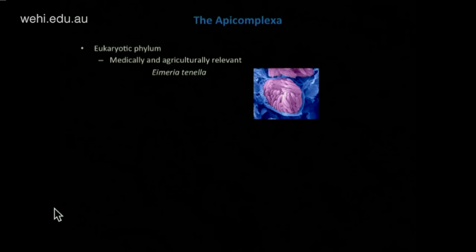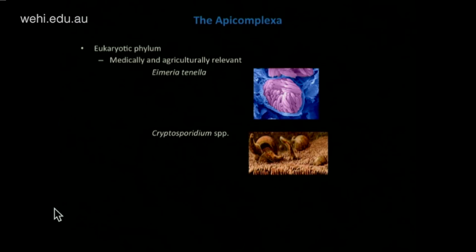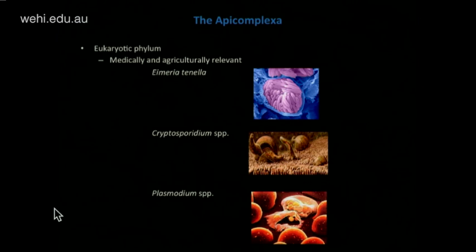So Toxo belongs to the phylum Apicomplexa, which is a eukaryotic phylum which contains a number of medically and agriculturally relevant parasites. These include Eimeria, which causes disease in poultry mainly, the Cryptosporidium species, which cause gastrointestinal disease like diarrhea, and of course the Plasmodium species, causative agents of malaria, still responsible for maybe a million deaths per year. Let's get that away.